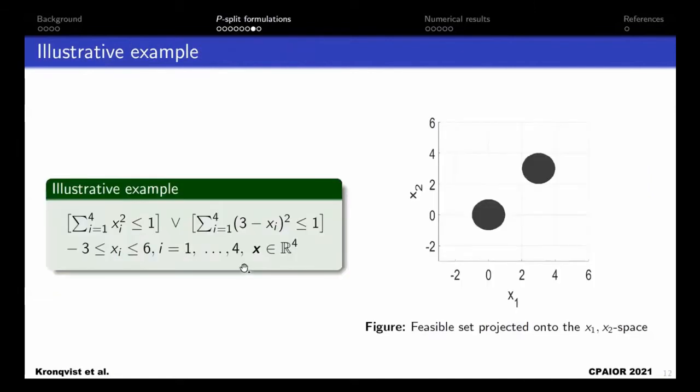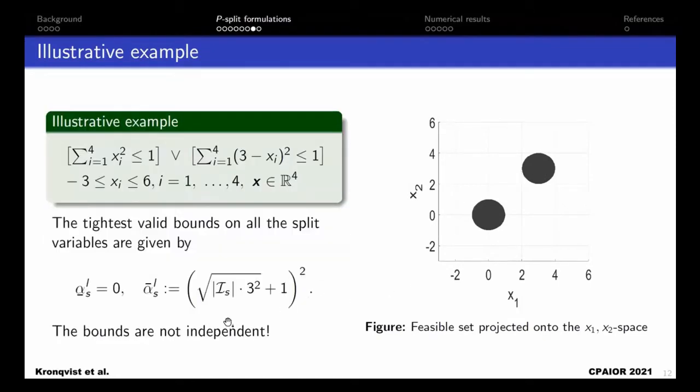Next, I want to show you an example. Here we have a very simple disjunction. We have 4 variables in each term, and here we have the feasible set projected down onto the x1, x2 variable space. So any point within this circle is feasible, or any point within this circle is also feasible. Here we have the bounds on the split variables given by these expressions. Here I want you to notice that these bounds are not independent.